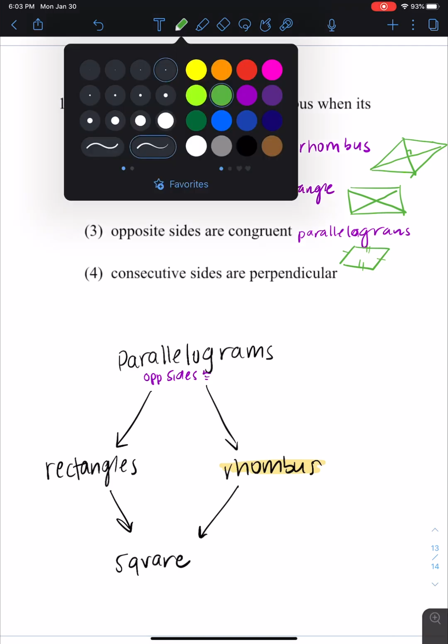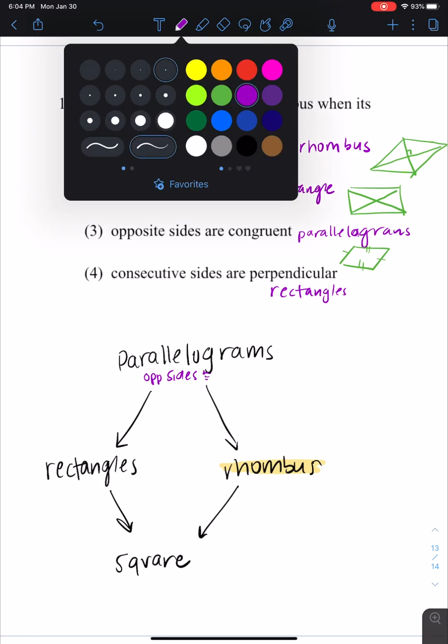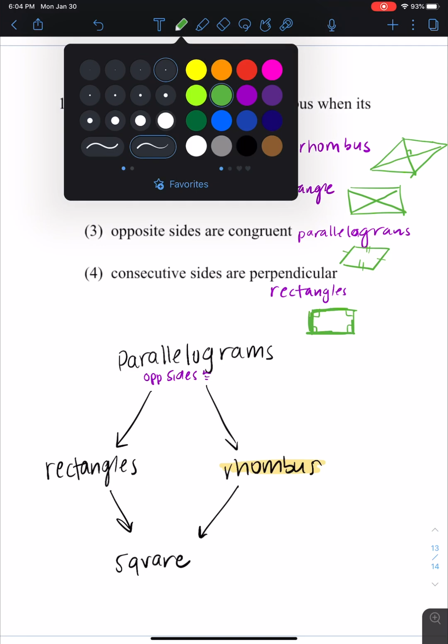And consecutive sides that are perpendicular. This is a property specifically, again, of rectangles. The consecutive sides being perpendicular means that the angles are all right angles, since the lines that are next to each other intersect, and those lines create right angles. Therefore, the answer is option number 1.